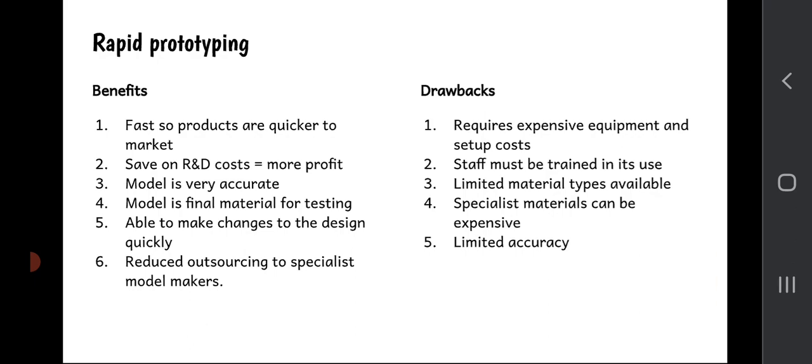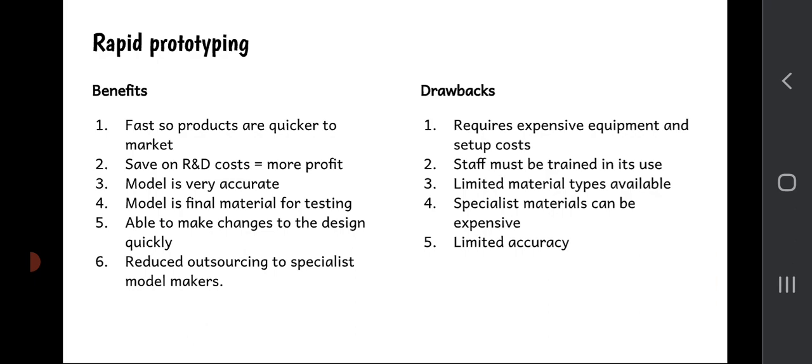But the drawbacks of rapid prototyping, there's a few of them as well. The equipment's very expensive, and the setup of the equipment is very expensive as well. It's not always that easy to use. There are idiosyncrasies with rapid prototyping, so the staff and the designers that are going to use them must be trained in their use.